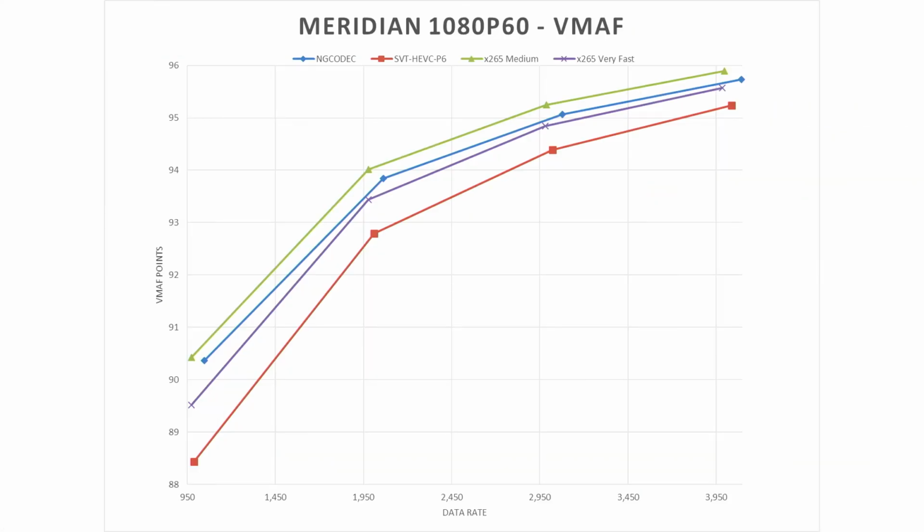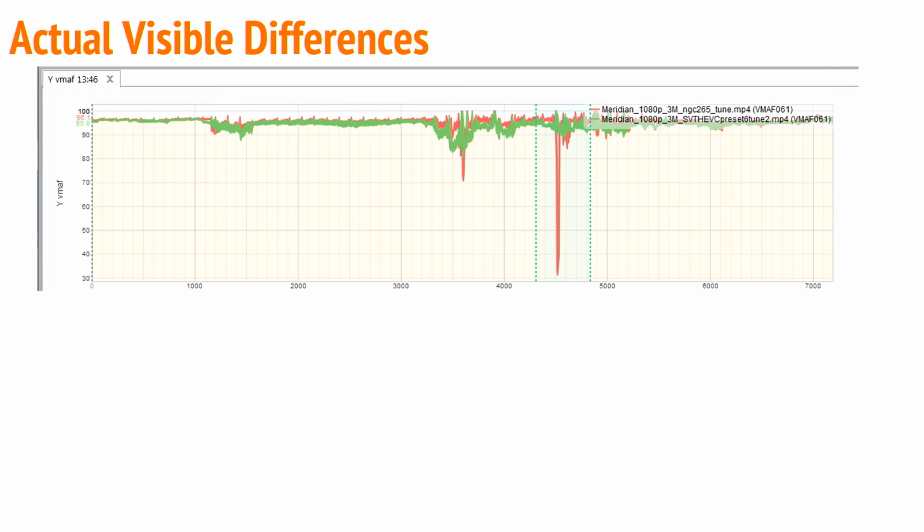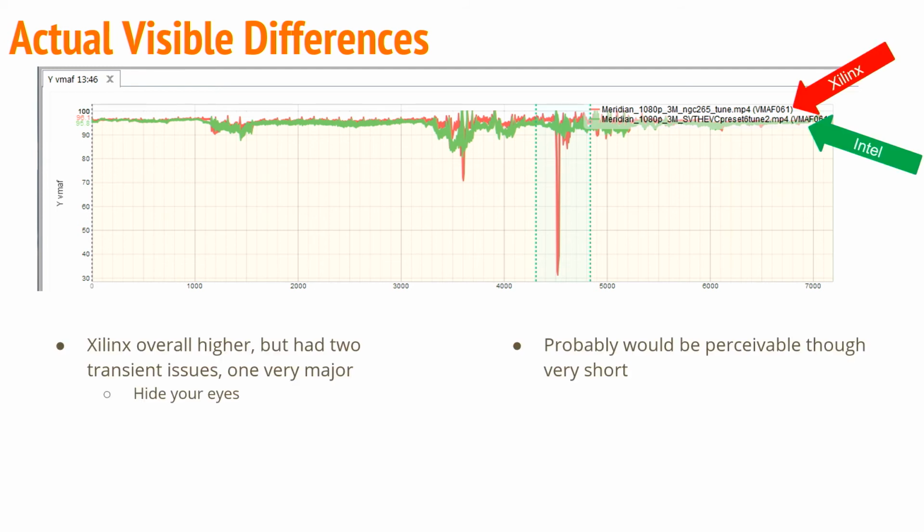And then Meridian, same structure. We're seeing medium first, NGCodec second, very fast. I'm sorry, medium, very fast, and then SVT. Are there any actual visible differences? This is really scary. So you look at the clip, again, it's the spot in the mirror.